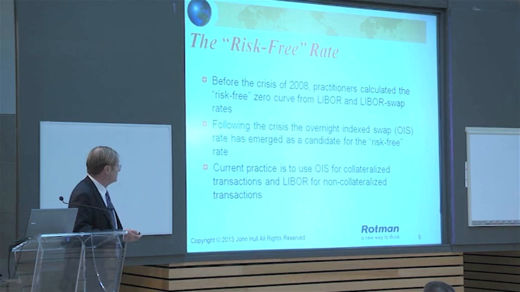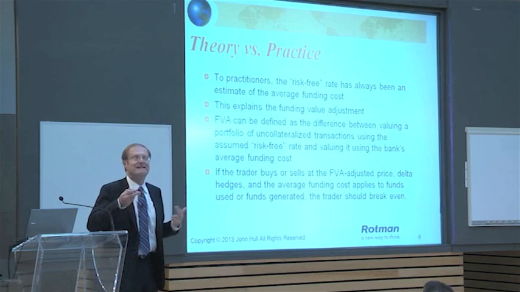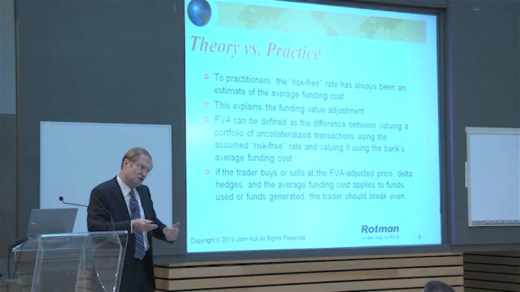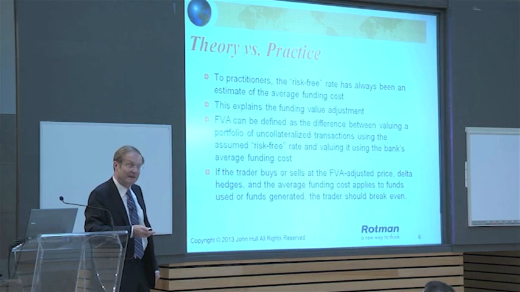We continue to use LIBOR for non-collateralized transactions. Why is that? Well, non-collateralized transactions are not funded by the collateral. They're funded by the banks, regular market transactions. And so LIBOR is maybe an estimate of the bank's average funding cost for non-collateralized transactions. So if you asked a practitioner why you use those two rates, the practitioner would talk about funding costs. And instead of thinking, I want the best proxy for the risk-free rate, the practitioner has always thought about derivative pricing in terms of the risk-free rate being my best proxy for my funding costs.